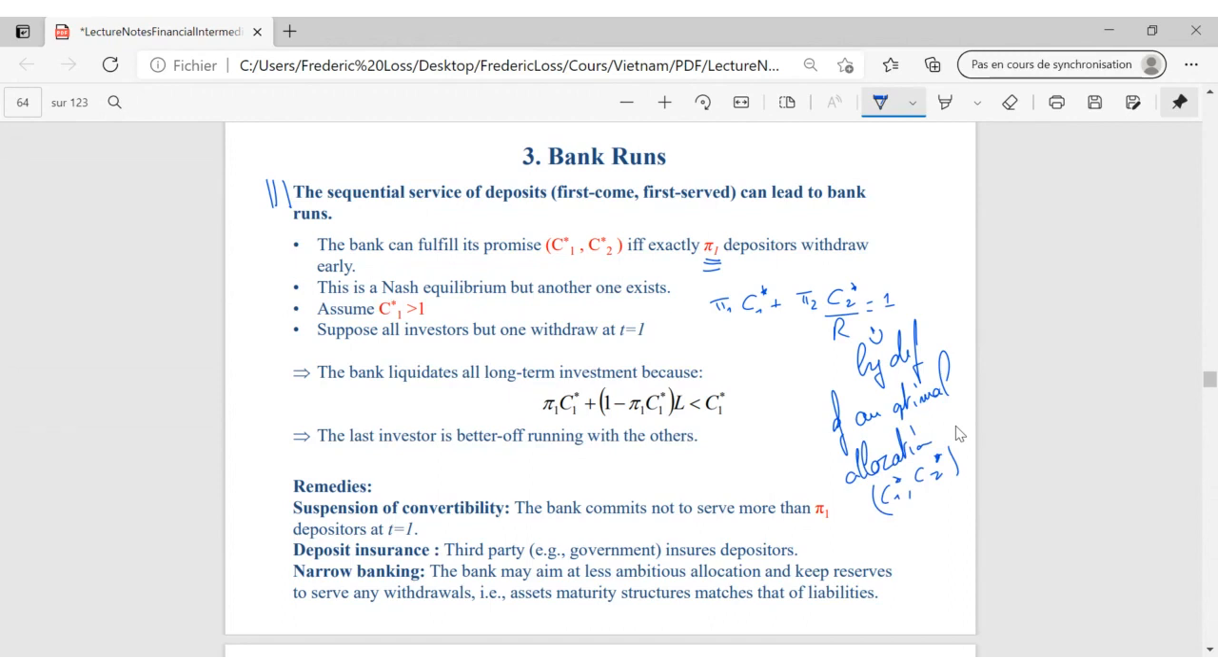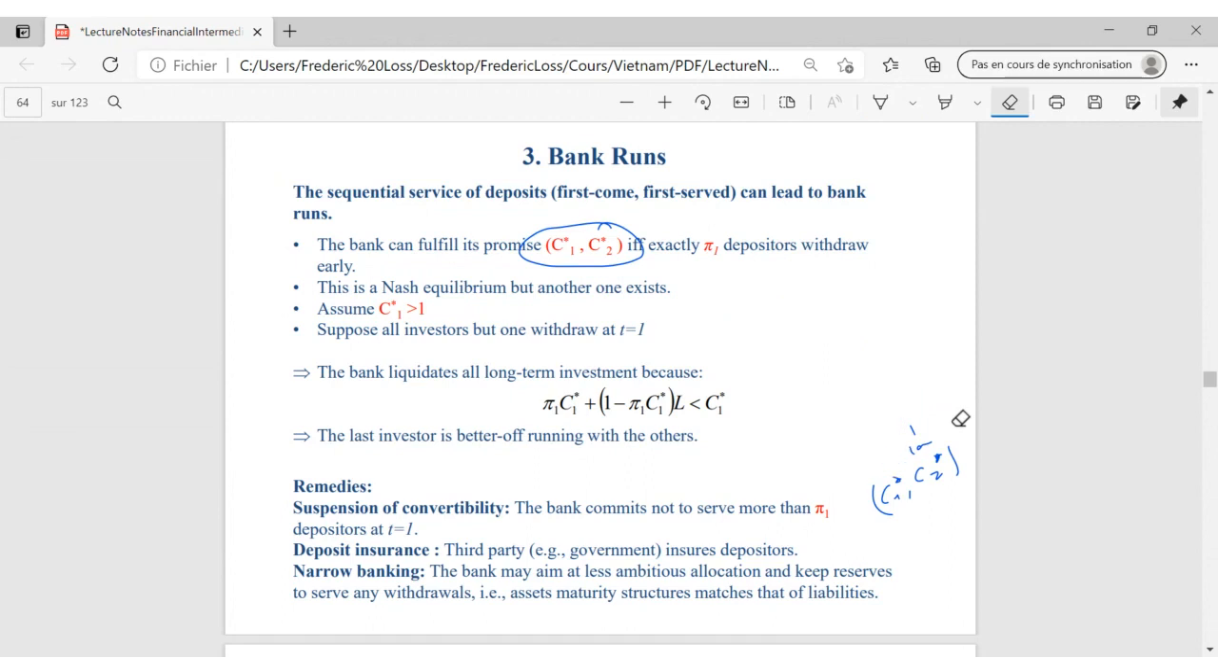The problem is that if more people go to withdraw at t equal 1, then the bank is no longer able to serve people, and there is a bank run. Okay, so this is one possible equilibrium, but actually there is another one, which is a danger for the banking system. So let me give you the idea, and then we're going to stop until tomorrow.